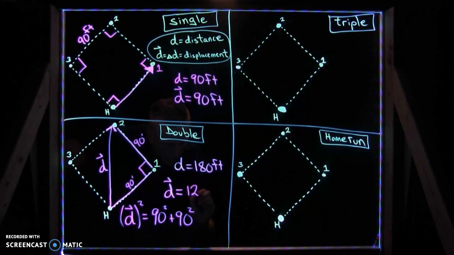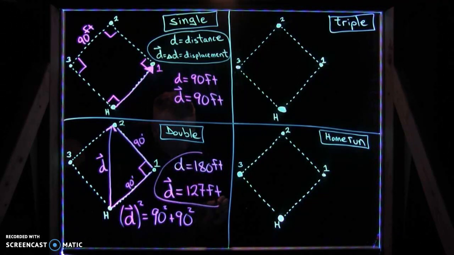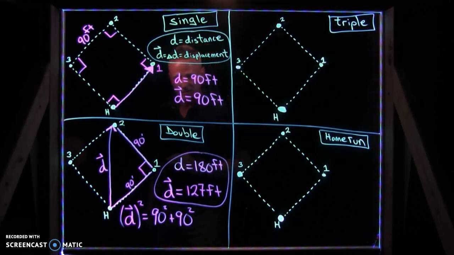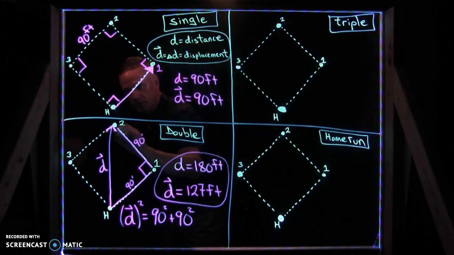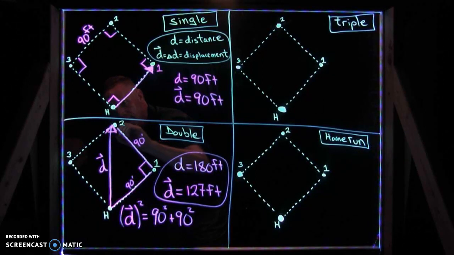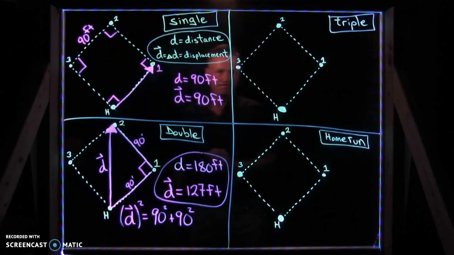get about 127 feet. So now, if you look at the difference between your distance traveled and your displacement, they're very different. You traveled 180 feet total distance, but you have been displaced only 127 feet from where you started in this direction. So it includes the vector showing the direction from where you ended compared to where you started.